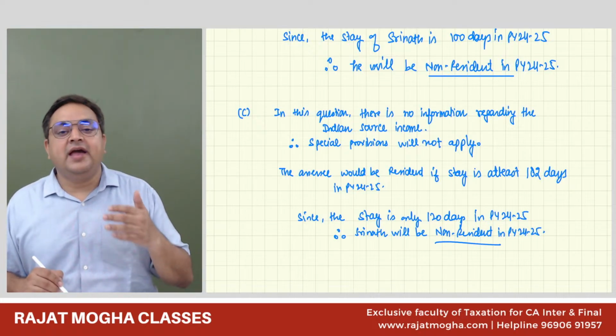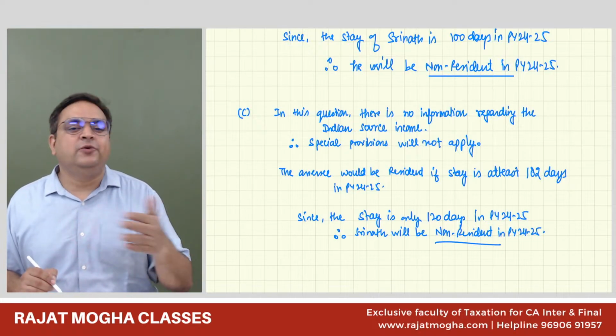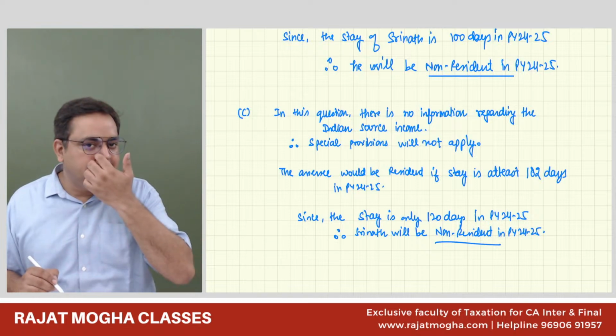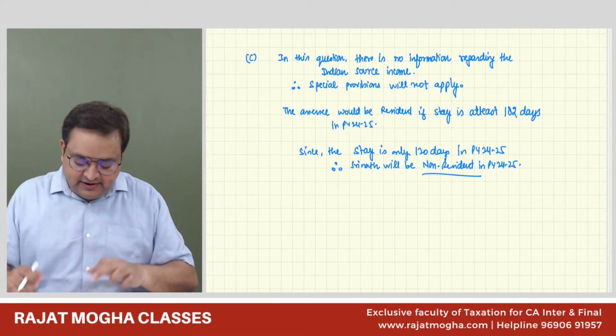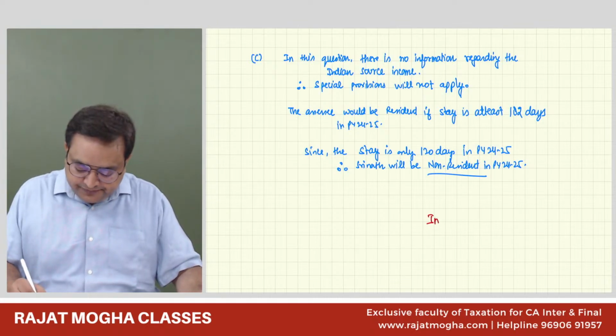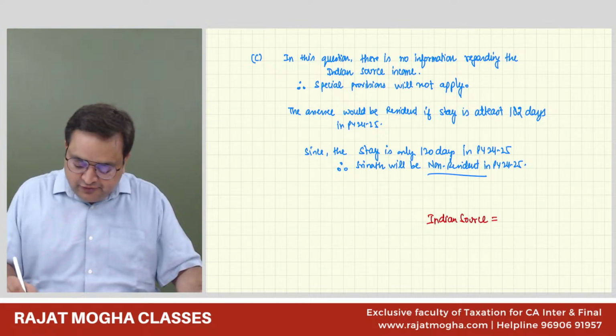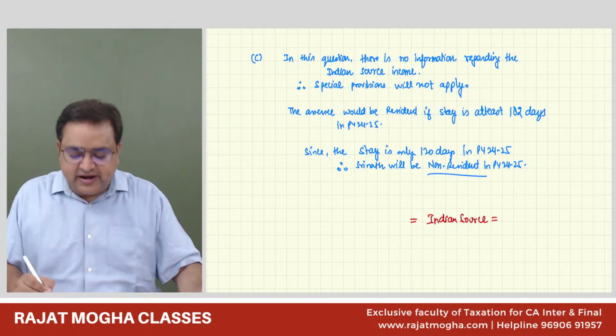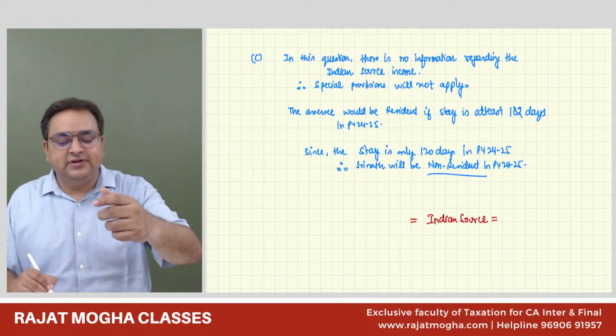And what is the Indian source income? It comprises three things. Any income which arises in India, received in India, or deemed to arise in India. Same here, controlled in India. And which is neither arising in India nor received in India, but controlled from India.